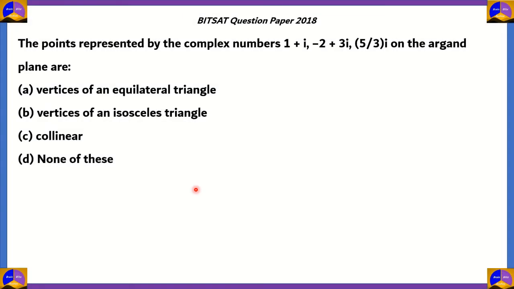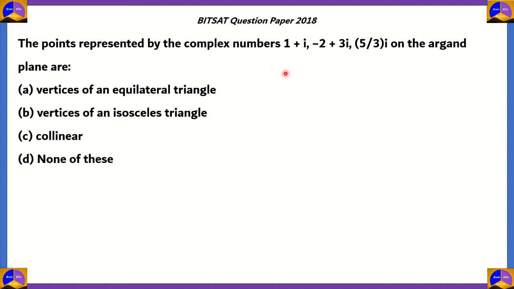The first question says the points represented by the complex numbers 1 plus i, minus 2 plus 3i, and 5 by 3i on the Argand plane are vertices of an equilateral triangle, vertices of an isosceles triangle, collinear, none of these. So how do we solve this question? In order to solve this question, we need to know whether the 3 points are the vertices of a triangle or not, since that is implied as such. And if they're not the vertices of any triangle, then they are collinear.